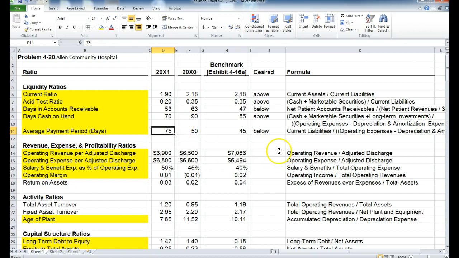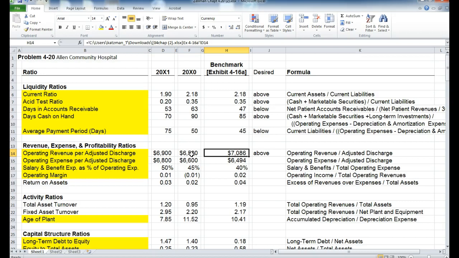And here, our benchmark is $7,086. Which would you rather get paid: $6,500 per procedure, or $7,086? Of course you'd rather get paid higher. So with our benchmark here, we would want to be above the benchmark. Talking this one through, our benchmark is $7,086. In year 2000, we were $586 below the benchmark at $6,500. We've improved in year 2001 to $6,900, but we're still below the benchmark.